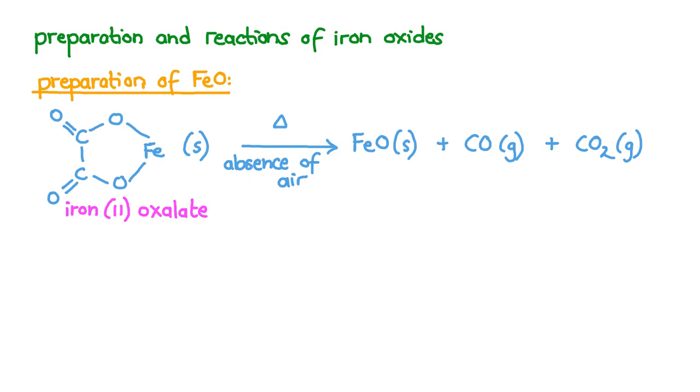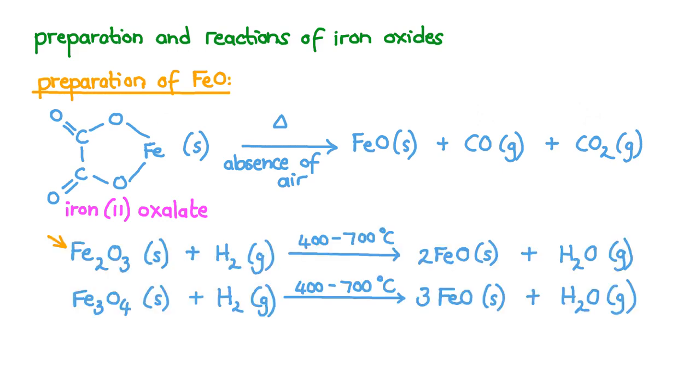FeO can also be prepared when other oxides of iron are reduced. Let's have a look. In this reaction, hydrogen gas is used as the reducing agent to convert iron in its +3 oxidation state to a +2 oxidation state. Sometimes the reducing agent that is used is carbon monoxide. The reaction equation for the reduction of iron in its 3+ state to a 2+ state is Fe2O3 solid plus H2 gas being heated to give 2FeO solid plus H2O gas.